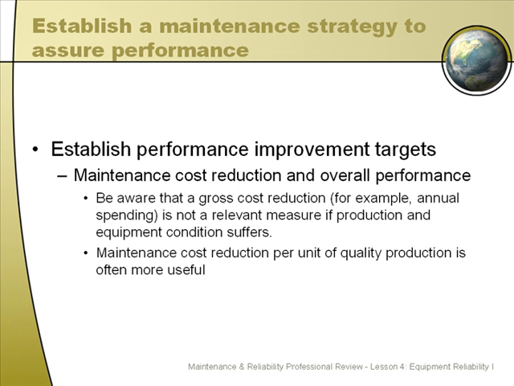Maintenance cost reduction per unit of quality production is an often more useful calculation. If you're measuring your costs and you're dropping your maintenance costs for every piece of equipment or product that you put out, then you're doing a good job.